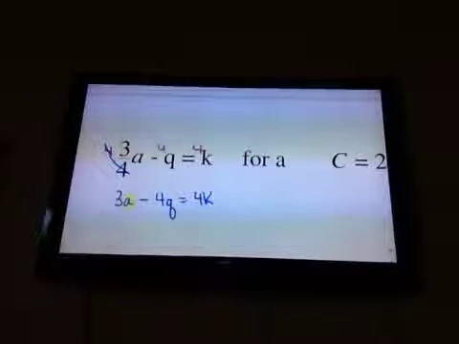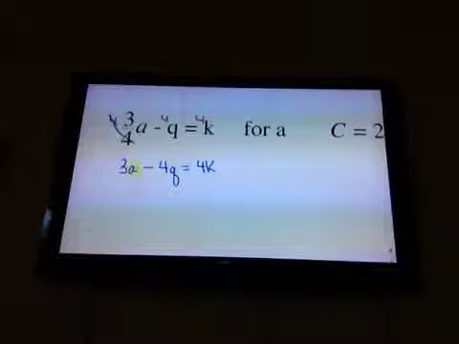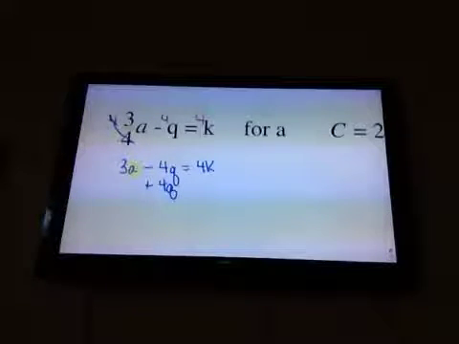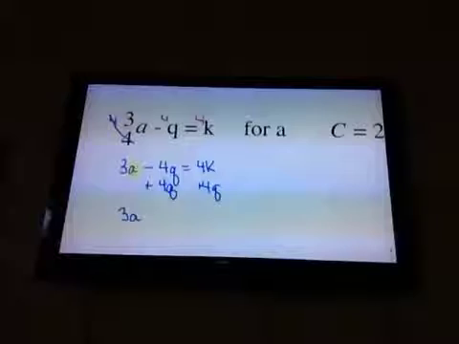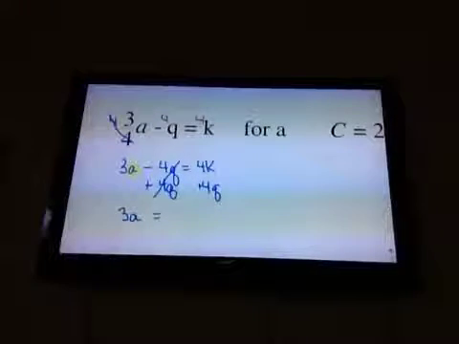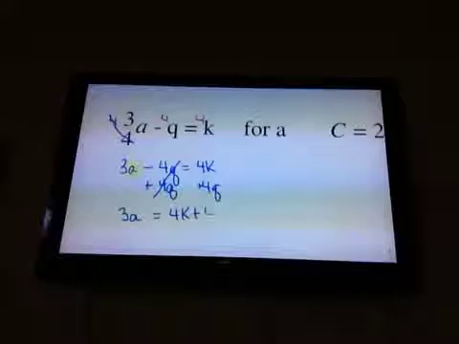I want to get the 3a by itself, so what do I do first? Amy? You add the 4q. Add or plus or add, whatever word you like. Okay, go for it. Plus the 4q. So my 3a comes down, cancels the q's. And once again, I can't literally subtract or add these together, so I write it as 4k plus 4q.